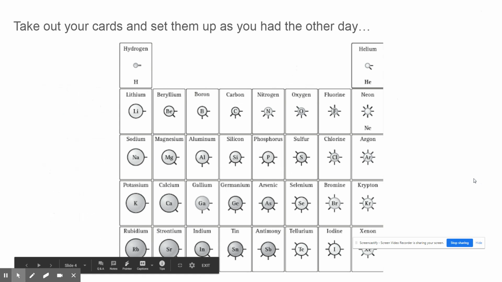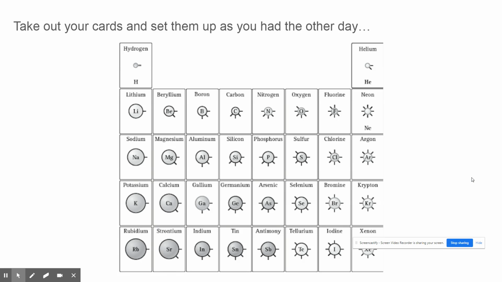Moving on. So take out your cards. Make sure they are set up like this. I'll pause for a few seconds. Obviously, you can pause this video and start it again when you have your cards out and you are ready.